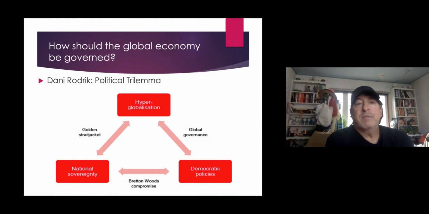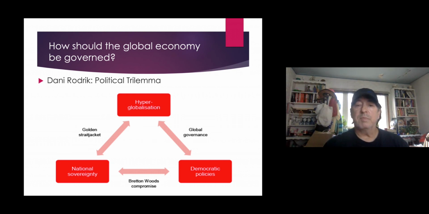Now, the final thing I want to touch on today is the question of how the global economy is governed. Any global economy needs some kind of rules, but the question is, what kinds of rules? How strong should they be? How much autonomy should national governments have to set their own distinctive economic policies and strategies? How much role should democratic politics play in managing the global economy?